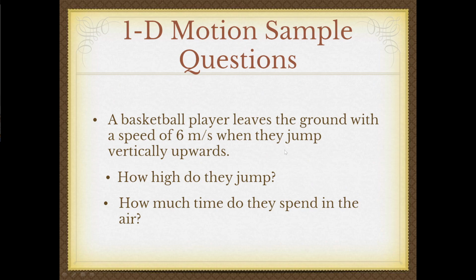So, as another example, because interestingly, something can be falling even as it is rising. And that's one of the scenarios we're going to explore here. So this next example: a basketball player leaves the ground with an upward velocity, an upward speed of 6 meters per second when they jump vertically upwards. The first question that we will address is how high do they jump? The second question is how much time will they spend in the air?